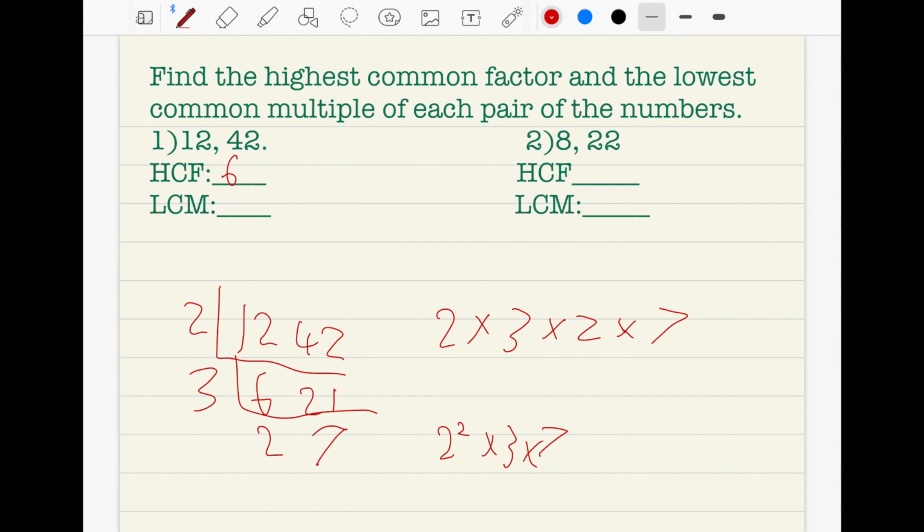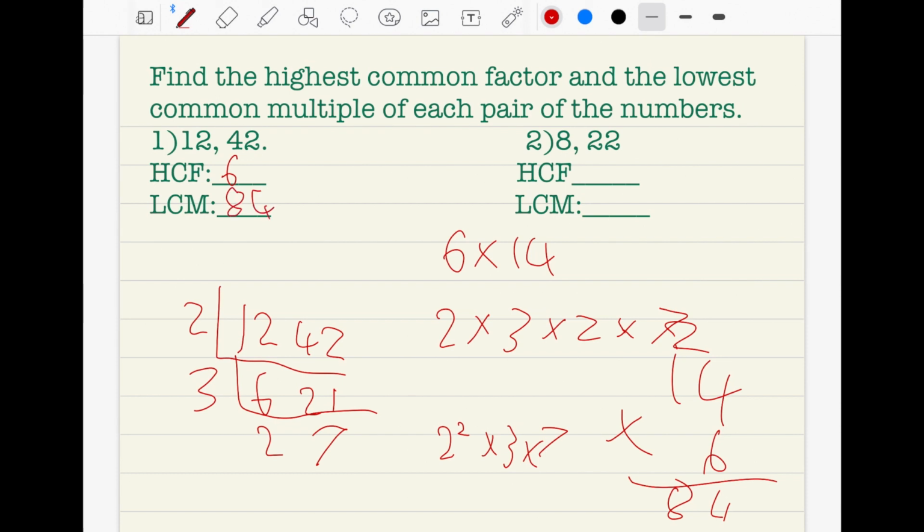So 2 times 3 equals 6, and then 2 times 7 is 14. So 2 times 3 is 6, and then times 14. And then we should get the lowest common multiple after we times these two together. 14 times 6. 6 times 4 equals 24. And then 6 times 1 equals 6 plus 2 equals 8. That is 84. So the lowest common multiple for 12 and 42 is 84.